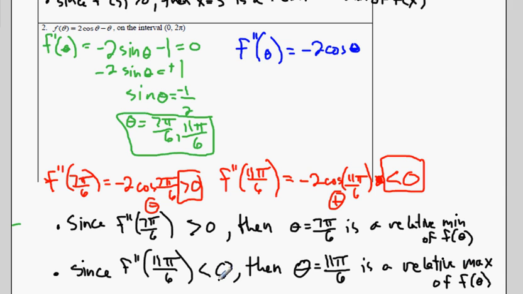Again, second derivative negative, excuse me, less than 0, means it's concave down, which means I have a relative max. And when the second derivative is positive, which means concave up, I'm going to have a relative min.